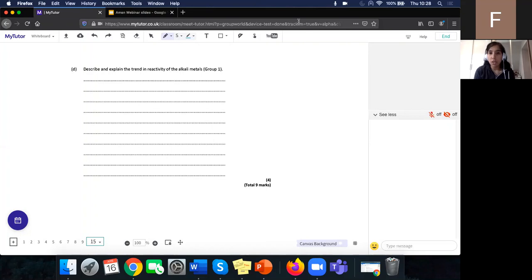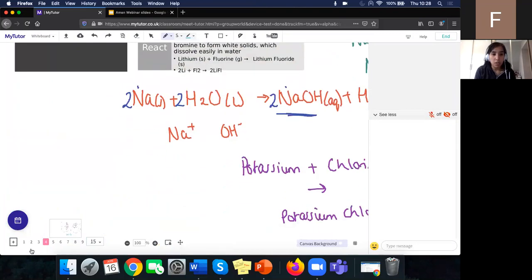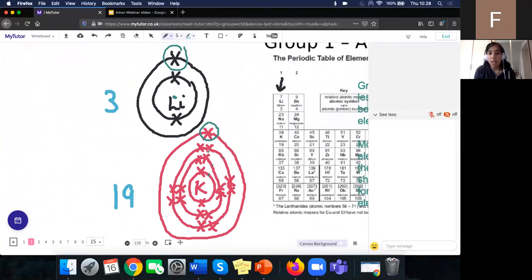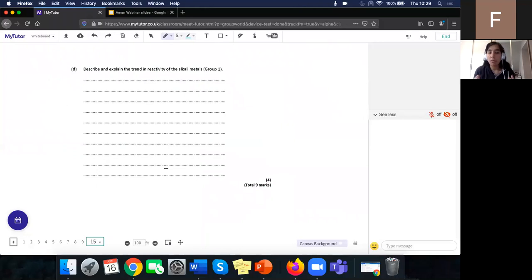The second reason is shielding, as everyone's saying, and shielding is because as we go down the group, there are more electron shells between the nucleus and the outer shell. So if we go back to this, how did I do it here? Okay, if we have a look here, potassium is more reactive than lithium, and it's because in potassium, there are 3 shells between the nucleus and the outer shell, whereas in lithium, there's only 1 shell between the nucleus and the outer shell. So there's more shielding in potassium. And what that means is that because there's more shielding there is less electrostatic attractive force between the outer shell electrons and the protons, so that outer electron is more easily lost in potassium than in lithium.